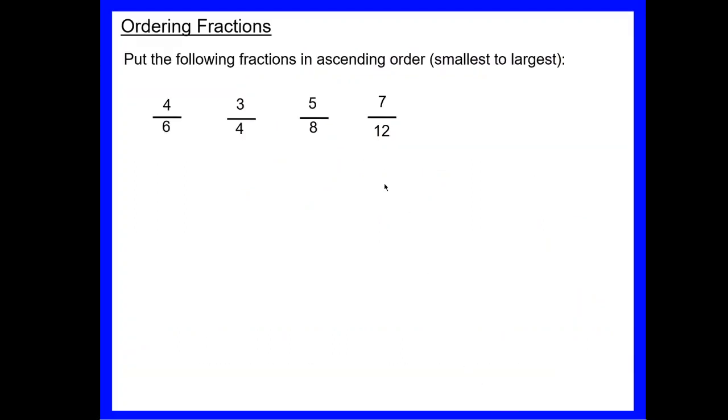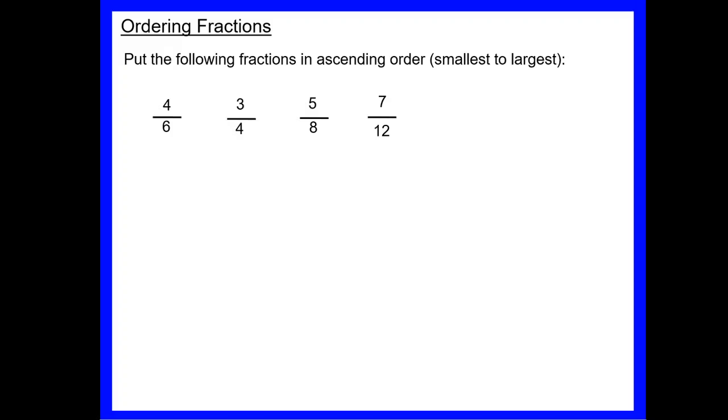Okay, so now we're going to move on then to putting fractions in order. So we're asked to put the following fractions in ascending order. Ascending means smallest to largest. Now we can see they've all got different denominators, so it's quite hard to compare them at the moment. So we're going to have to change them so that they all have the same denominator. So our first step is to find that lowest common multiple. So I've got to find the lowest common multiple of 6, 4, 8 and 12.